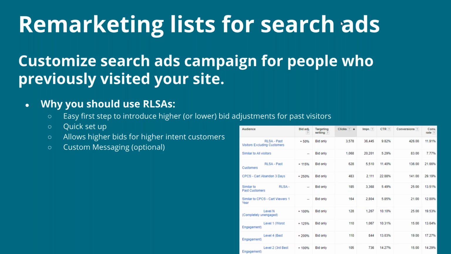Thirdly, it allows higher bids for higher intent customers. Again, the cart abandonment example here. And then lastly, custom messaging. This is optional because it's really only available if you are target and bidding, or if you're on text ads. You can also create more ads that will adjust based on what the user is, but that's a little more advanced.